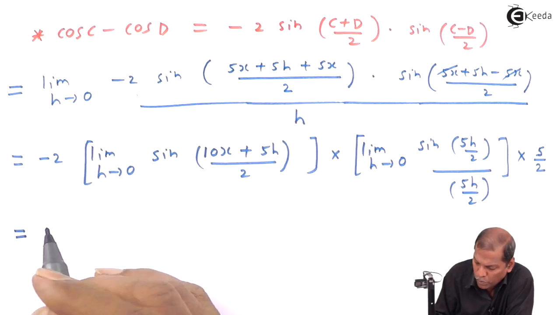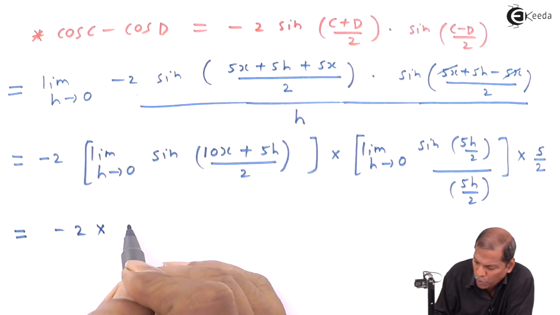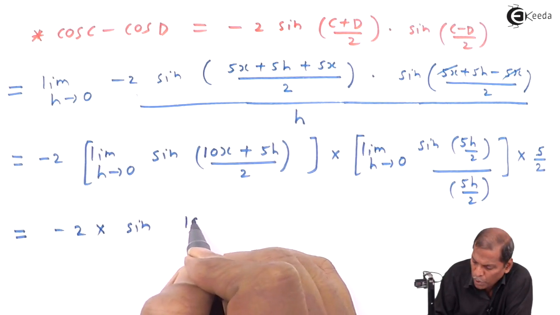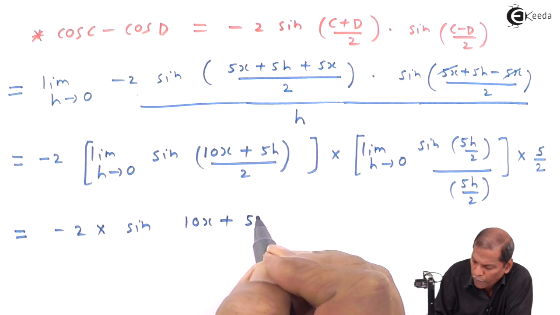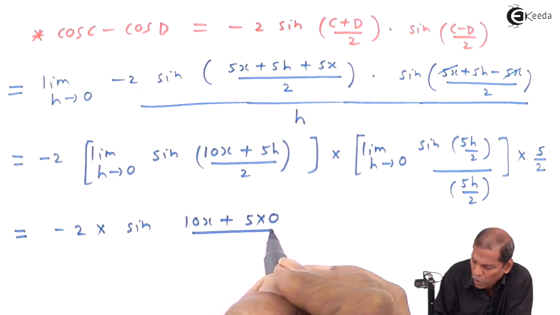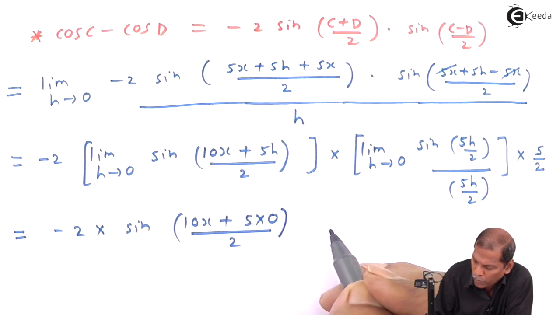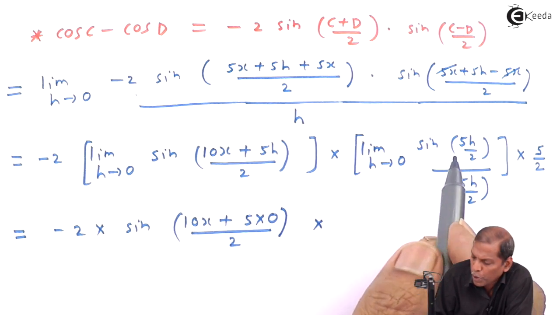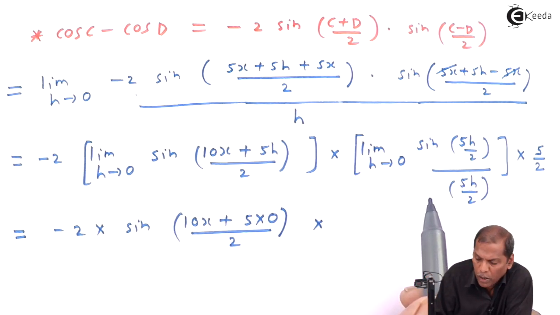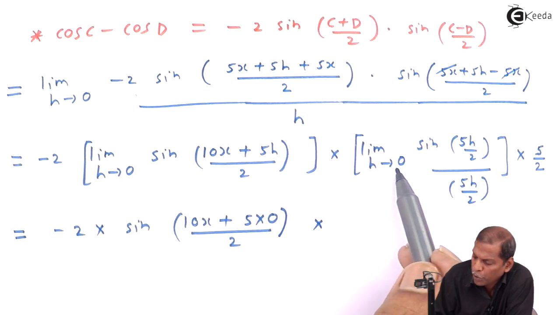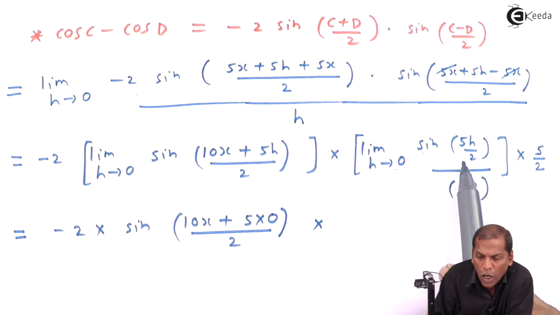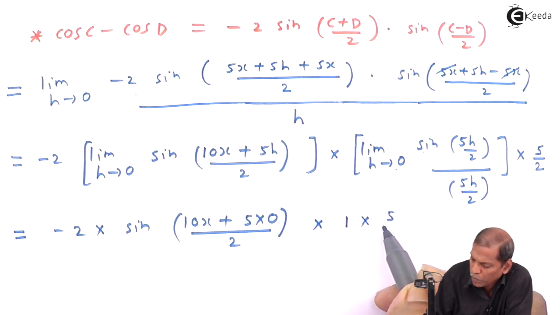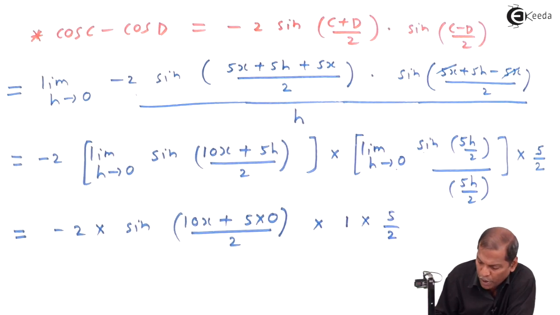So that is equal to minus 2 into sin in bracket, we substitute h as 0, so we have 10x plus 5 into 0, totally divided by 2, into, here we apply the formula that limit x tends to 0 sin x upon x is 1, and therefore limit sin of 5h upon 2 over 5h upon 2 gives 1, and into we write 5 by 2 as it is.